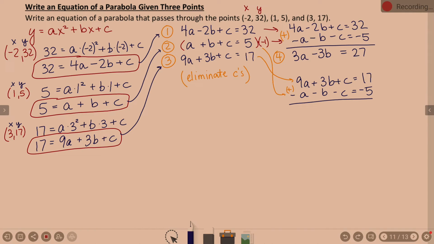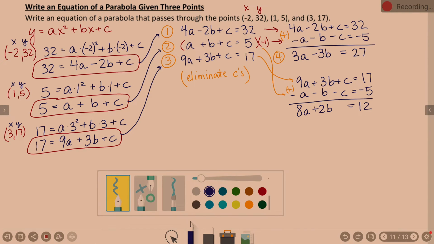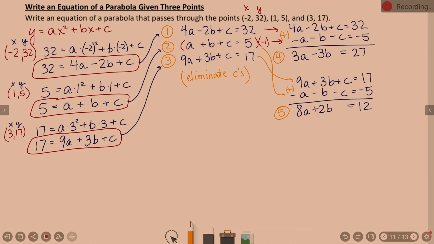So for me, 9a plus negative a is 8a. 3b plus negative b, 2b. c plus negative c cancel. 17 plus negative 5, 12. And I'm going to call that equation 5.